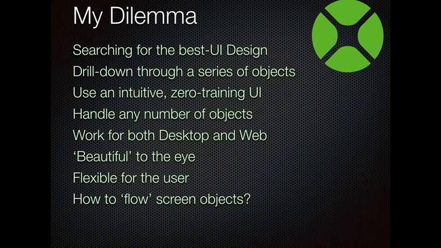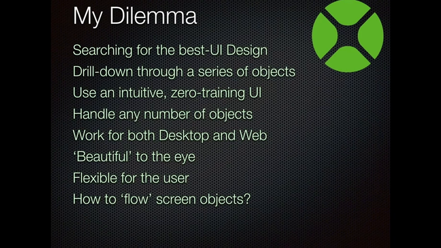And because you've got lots of these objects on the screen, they needed to flow around in the available space. So when the user either resizes the screen or resizes the objects on the screen, they will automatically flow into the available space. So that was my dilemma. How do I create this paradigm, this new interface, to be able to do that?